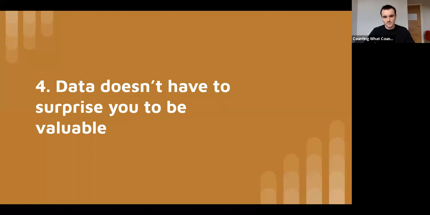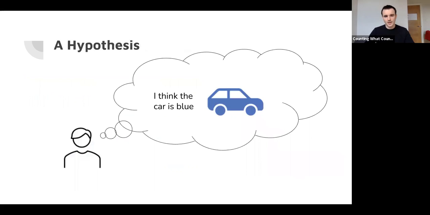So the fourth point is data doesn't have to surprise you to be valuable. And the reason I'm raising this is I think often we have this idea that we should only be trying to collect data on things that we have no idea about. And that's not the case. So if you think about scientific method and how science works, it starts with a hypothesis. So a hypothesis is an idea about the way that something is. So in this case, this guy has a hypothesis, I think the car is blue.